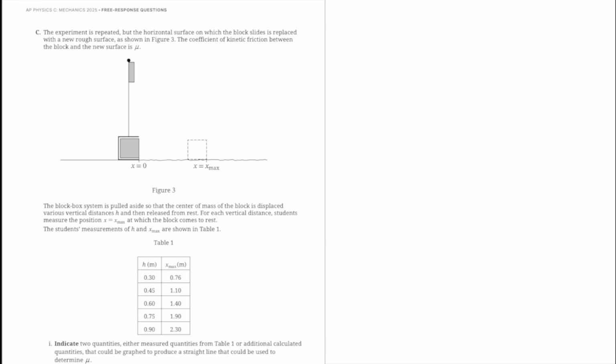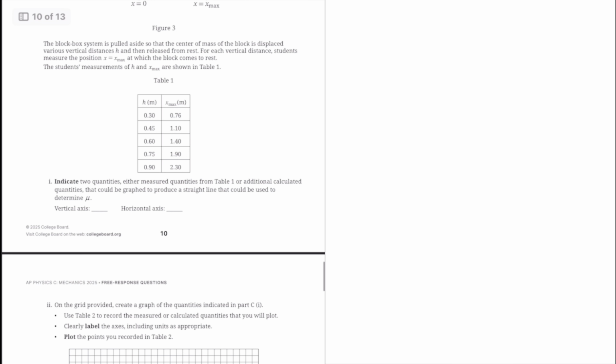Now here's part C. The experiment is repeated, but the horizontal surface on which the block slides is replaced with the new surface as shown in figure 3. The coefficient of kinetic friction between the block and the new surface is mu. The block-box system is pulled aside so that the center of mass of the block is displaced various vertical distances h and then released from rest. For each vertical distance, students measure the position x equals x max at which the block comes to rest. The students' measurements of h and x max are shown in table 1. Indicate two quantities, either measured quantities from table 1 or additional calculated quantities, that could be graphed to produce a straight line that could be used to determine mu.